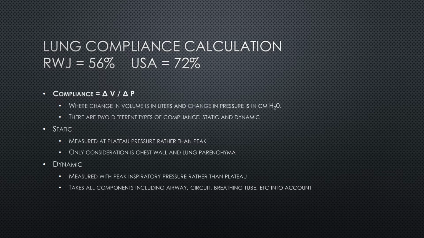Compare this to dynamic compliance, which means compliance when air is moving through the lungs. This is measured with peak inspiratory pressure rather than plateau pressure, and it takes all components of the respiratory system into account when measuring it. It includes the airway, the circuit, the breathing tube, as well as the chest wall and the lung parenchyma.